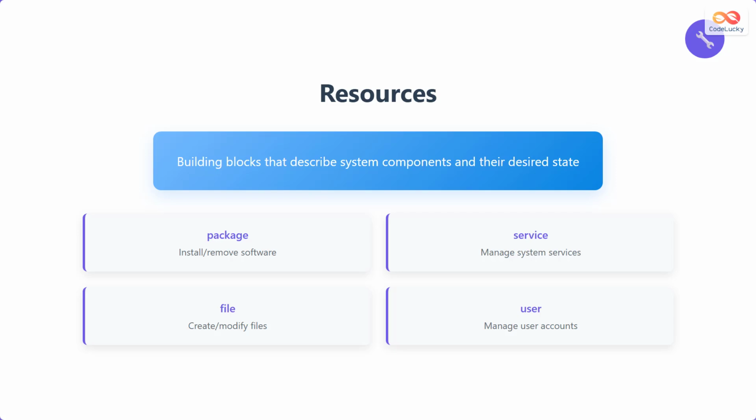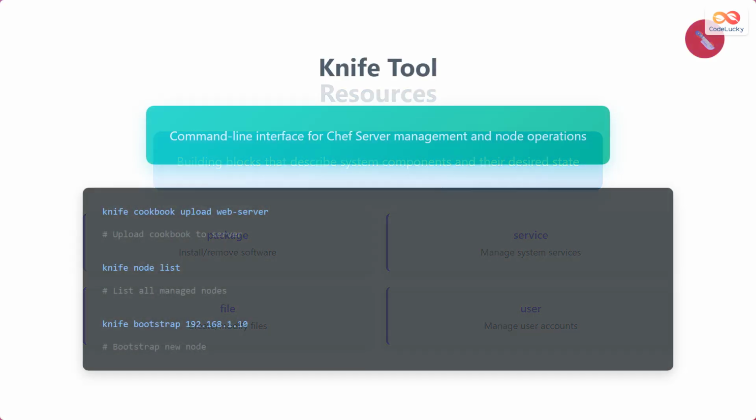The service resource manages system services, allowing you to start, stop, enable, or disable them. The file resource creates or modifies files and directories. The user resource manages user accounts and their properties. These resources form the foundation of all Chef configurations, and understanding them is essential for writing effective recipes and answering interview questions about Chef functionality.